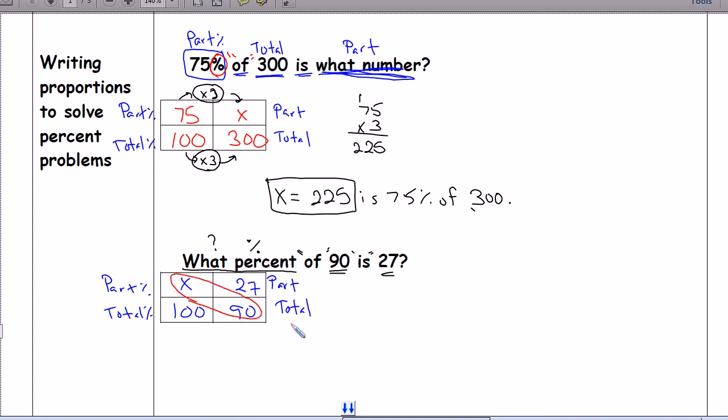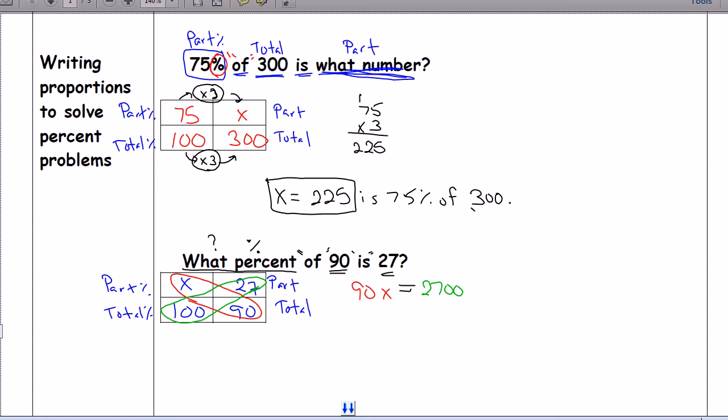If I multiply these two, 90 times x is 90x. And if I multiply these two, 27 times 100 is 2700. Now when you cross multiply both of those, you gotta set them up equal to each other. You put the two cross products equal to each other. Then you divide by your coefficient.